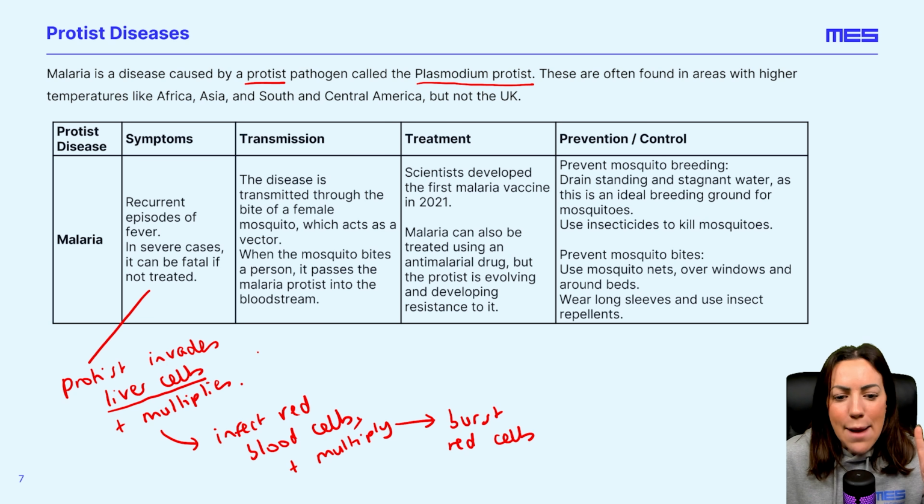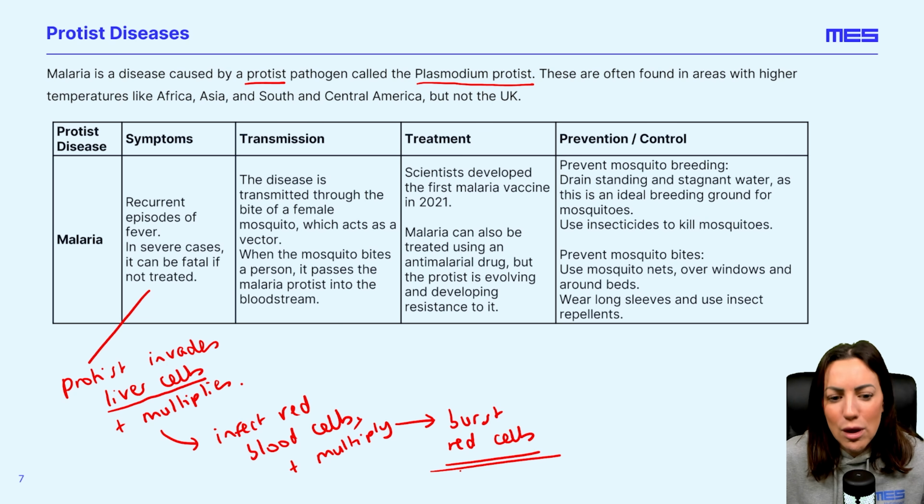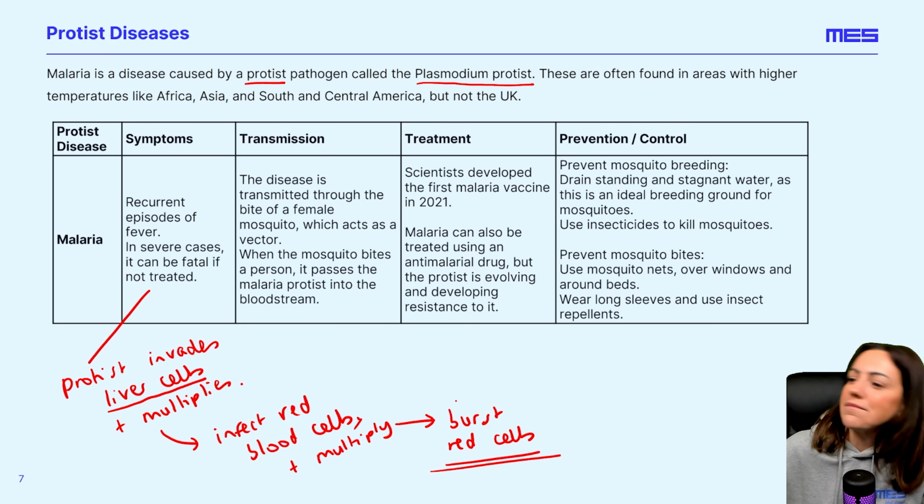Okay. But obviously we will be posting a video very soon all about respiration, so we'll talk more about that then. But you should be able to make that link between the protist, the malarial protist, bursting red blood cells, lack of oxygen being carried in the blood, and therefore less oxygen for aerobic respiration.